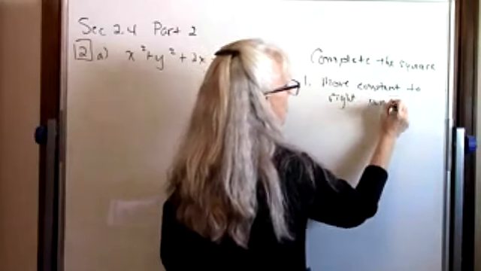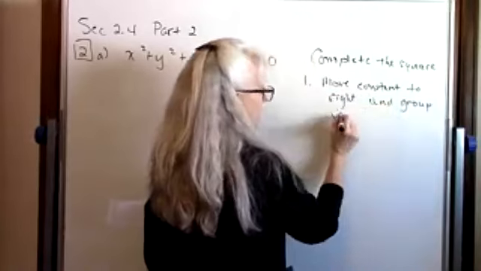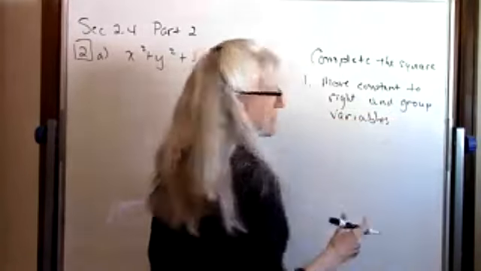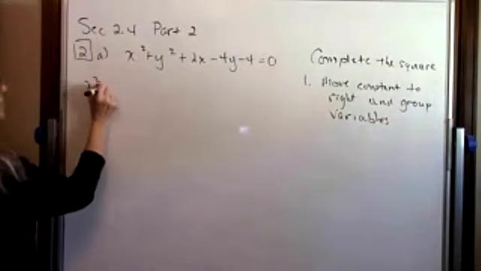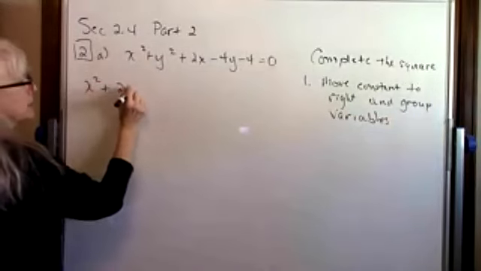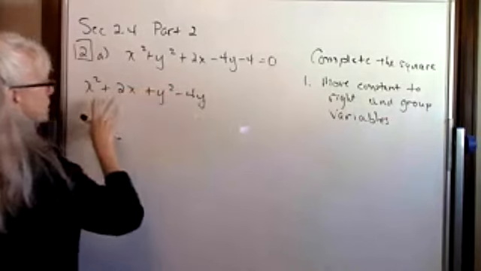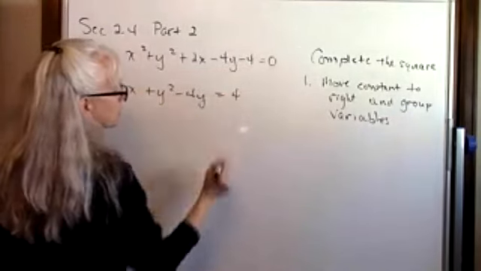And we're going to group our variables. That means put the x terms together, put the y terms together. We can't add them, but we can write them next to each other, which is what we're after here. So I'm going to keep the x squared as my first term. I'm going to put the 2x next. Then I have the y squared minus 4y. So that put the x terms together, the y terms together. This extra 4, we're going to move to the right side.